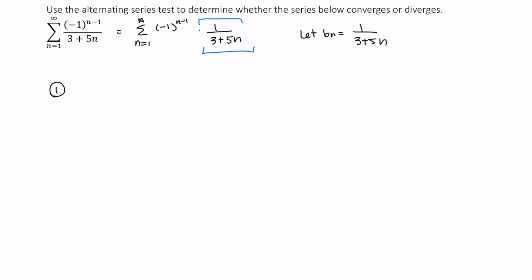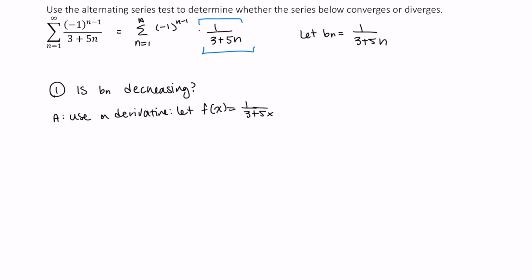The first thing we need to do is ask ourselves, is b sub n decreasing? There are a couple of ways to do this, and I'll show you two different ways. Let's call it method A and method B. For method A, I'm going to use a derivative. Let f of x equal 1 over 3 plus 5x, where x can be any real number. The only difference here is n is integers and x is real numbers.